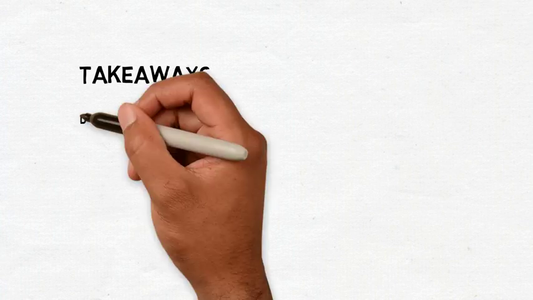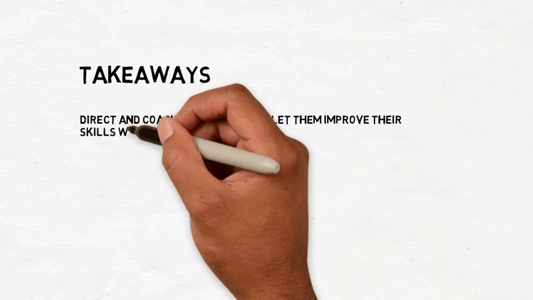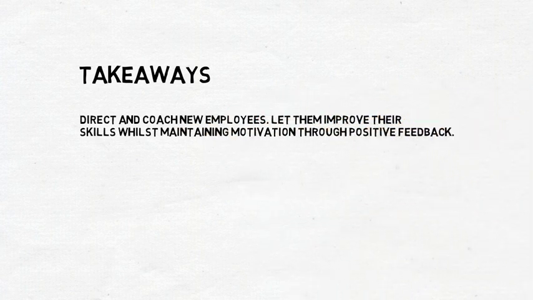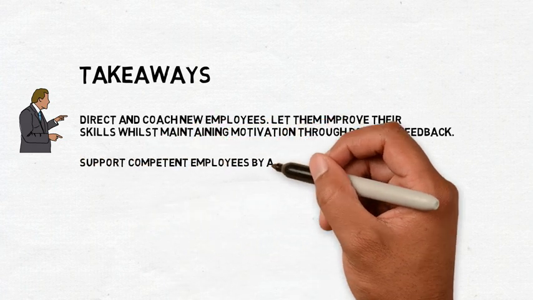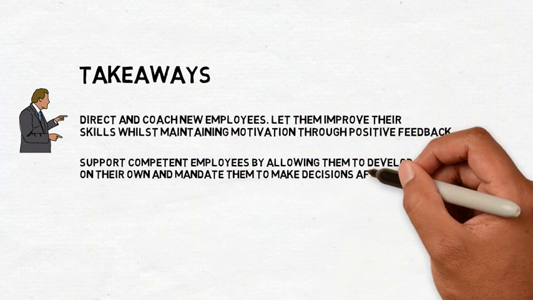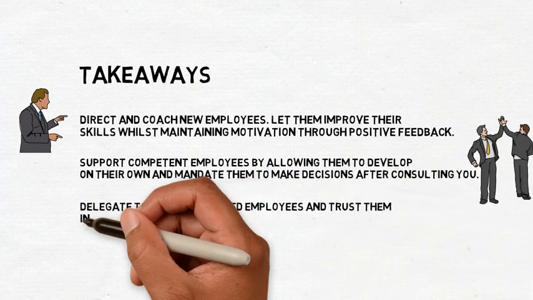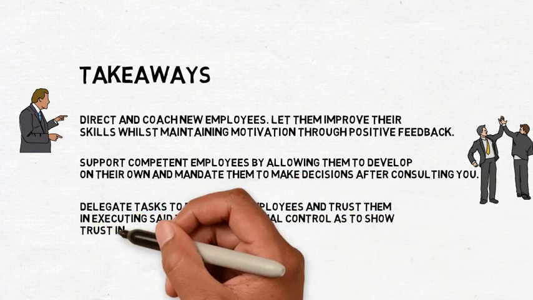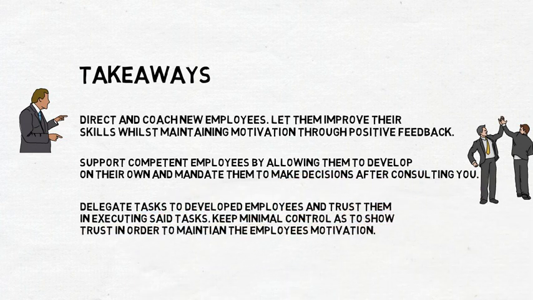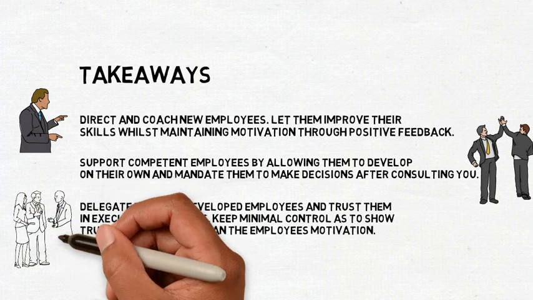Okay, so now let's discuss the main takeaways from this model that I think are most important to remember when leading any person or team at work. Direct and coach new employees. Let them improve their skills while maintaining motivation through positive feedback. Support competent employees by allowing them to develop on their own and mandate them to make decisions after consulting you. And lastly, delegate tasks to developed employees and trust them in executing said tasks. Keep minimum control as to show trust in order to maintain the employee's motivation.